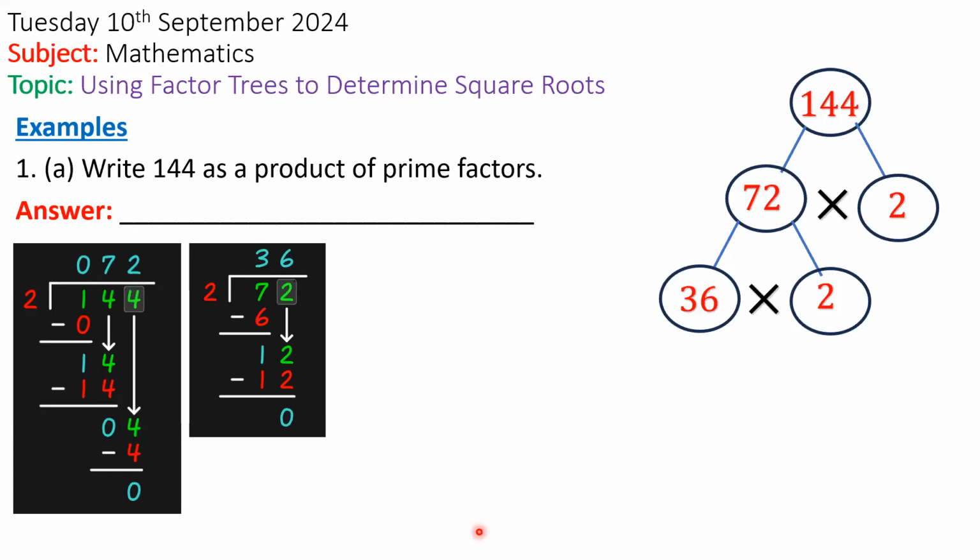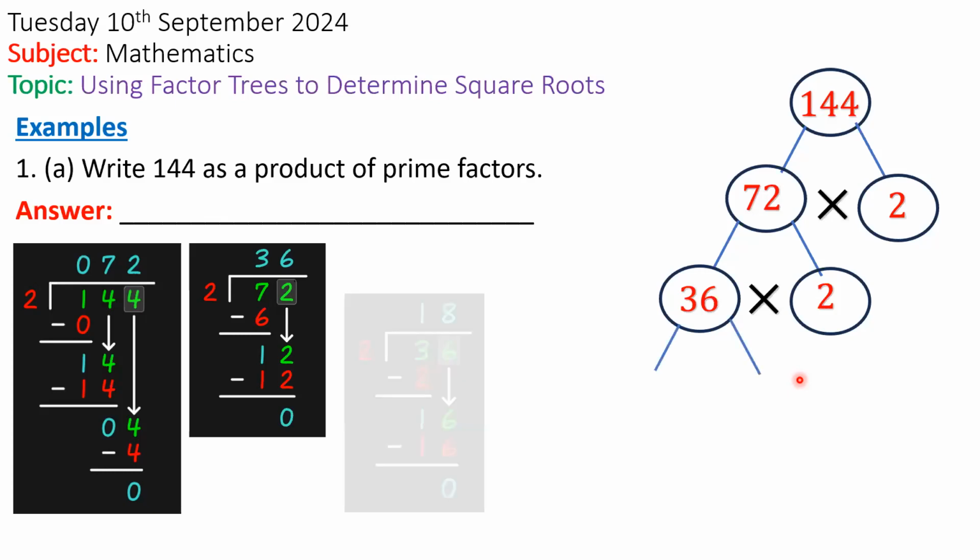36 is even. So how many times does 2 go into 36? 8? No, not 8. 18. She said 18. Okay. 18. Sounded like you said 8.